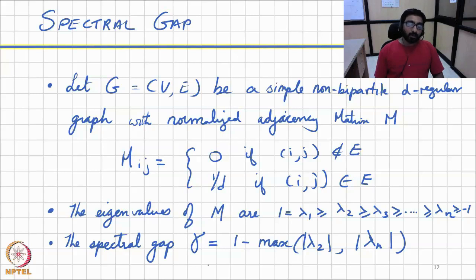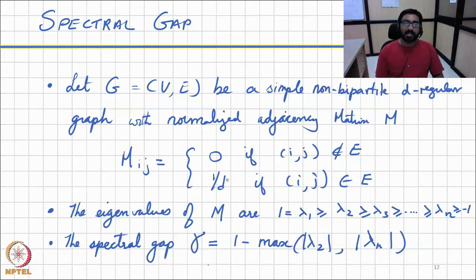And now we come to a completely different way of looking at expander graphs, a completely different parameter called the spectral gap. So let's consider the graph G, and for simplicity we're going to assume that the graph is simple. It's a non-bipartite D-regular graph. And let's look at the normalized adjacency matrix M. So here the entries of M are either 0 if the edge ij does not exist, or the ijth entry is 1 over D if ij belongs to E.